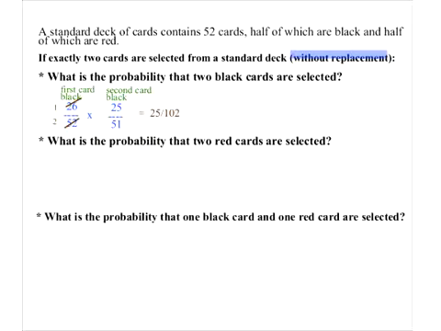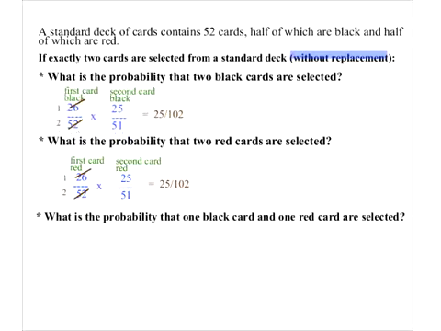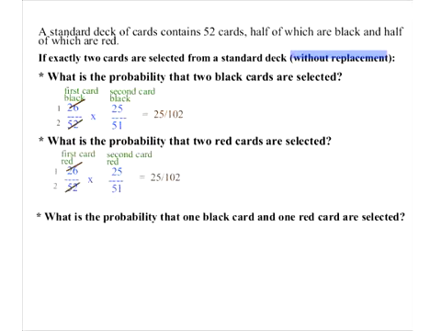It's the same situation that we have with the first one, except instead of black, it's red. Because there's the same number of reds as there are blacks in the deck, this is not going to work out any differently. The probability the first card is red is still 26 out of 52. And then once you've taken a red card out of the deck, there's 25 red cards left out of the 51 cards that are still in the deck. So there you go.